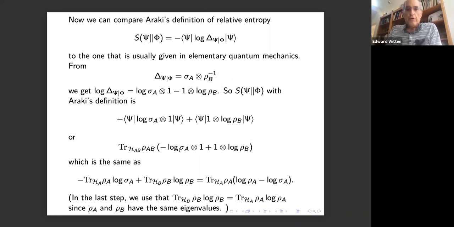This can be simplified because each of the operators acts on only one system or the other. So for the first term, we can do the trace over B because the identity is acting on B. The trace over B replaces rho AB with rho A. For the second term, we do the trace over A, reducing rho AB to rho B. But then using the fact I told you that the B system and the A system have the same entropy, we can replace this with this. And so we get the formula for the relative entropy that you'll most often encounter in the context of quantum mechanics.